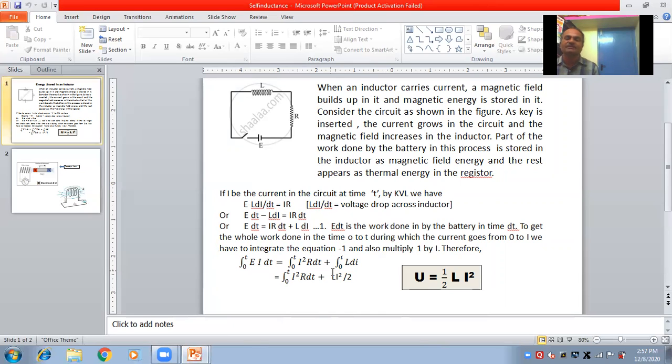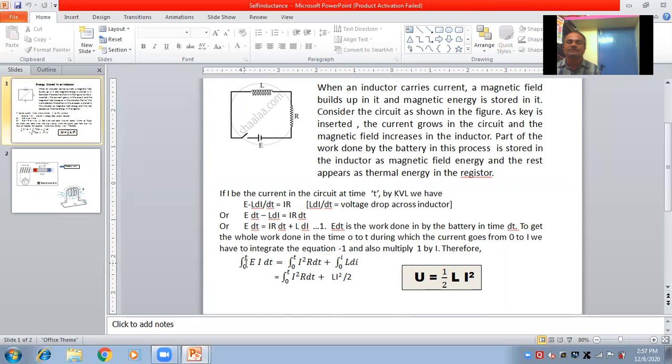For this last term, integral limits are 0 to I, because it is a current which goes maximum in the inductor. So same thing, you write as it is, but you integrate this second term on the RHS side, it becomes L into I square by 2, just by integration. Because L is a constant, you are integrating I with respect to di. Therefore, it becomes L into I square by 2.